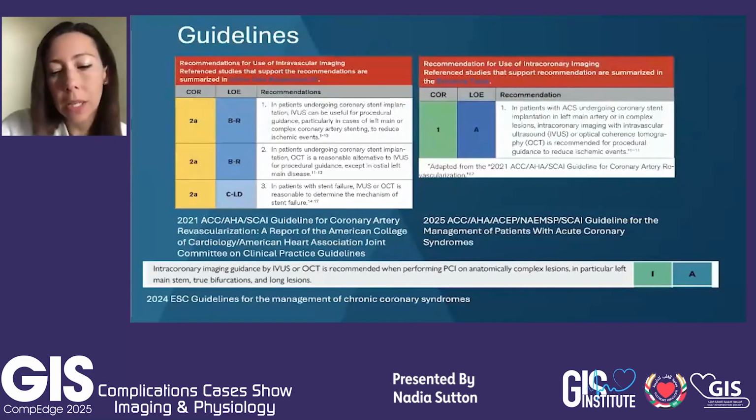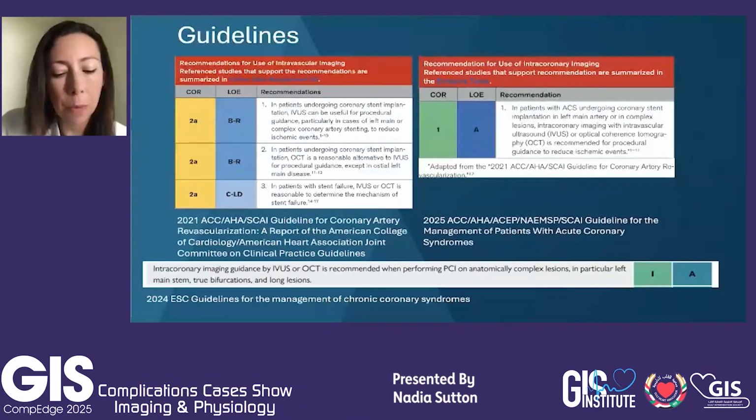So using some of the US and European guidelines as examples, I wanted to mention that at least in the US right now, we have a couple of different guidelines that speak to intravascular imaging use. On the upper left-hand side there, we see the 2021 American College of Cardiology, American Heart Association, and the Society for Cardiovascular Angiography and Interventions guideline for coronary artery revascularization, which was intended to supplant all of the prior revascularization guidelines that came before that, including the STEMI, ACS, and chronic coronary syndrome guidelines.